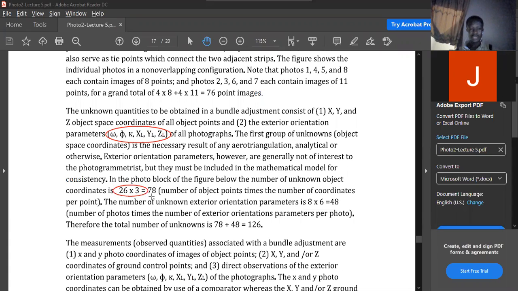So it makes sense that the unknown quantities, are you okay, in terms of number of unknown object points is 78, okay, plus the exterior orientation, the stereo orientation. How do you obtain the stereo orientation parameters? Joshua, how do you obtain, why do we get 48 for stereo orientation parameters? 8 by 6. 8 by 6. And why 8? Why 6?